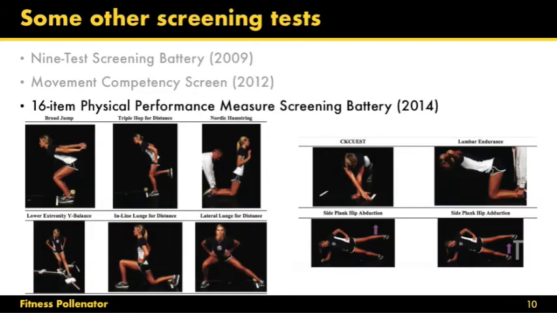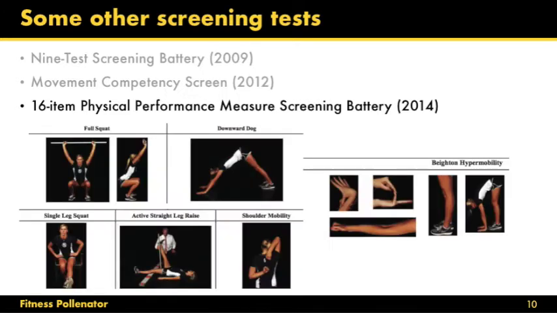One of my favorite screens is called the 16-item physical performance measure screening battery. It came out in 2014. And what's unique about this one is that in addition to the subjective quality of movement tests that the previous screens had, this one also has objective quantitative tests. So these would be tests like the broad jump, where you're measuring the distance that the person jumps, or the lumbar endurance test, where you're measuring the time that they're able to hold that position. And then here are the other tests that round this one out.